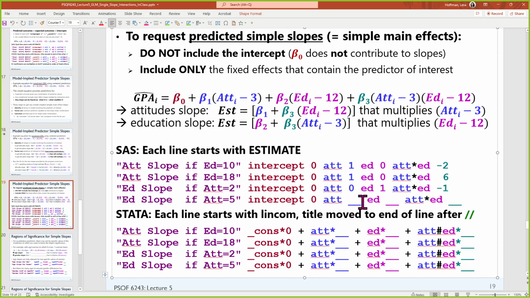And we'll do one more. If I want the ed slope, do I need anything out of attitudes all by itself? Nope. If I want the ed slope, do I need an ed slope? Yes, I do. I need at least one of those. Now, what else do I need? Well, I want it to be for attitudes equals 5, relative to a centering point of 3. That's going to give me a 2.